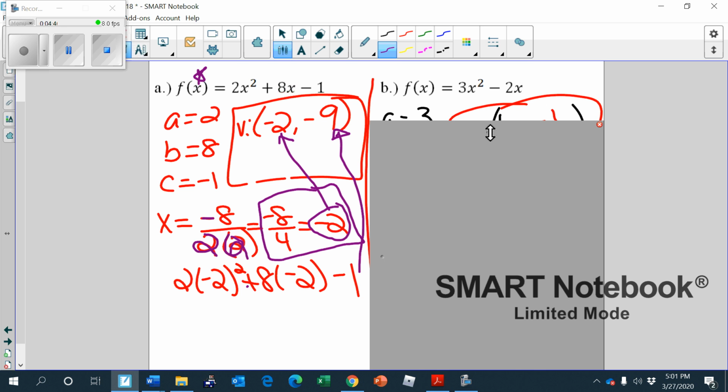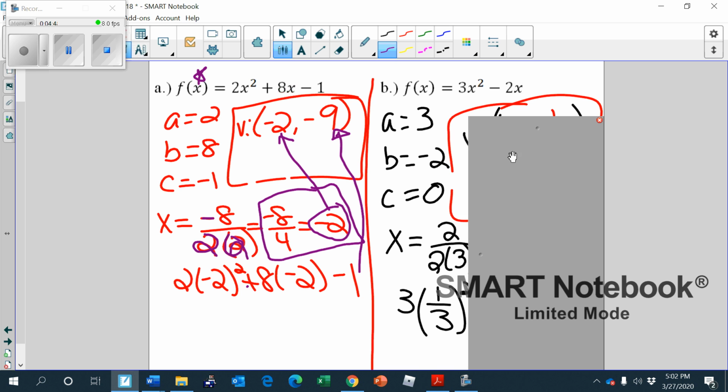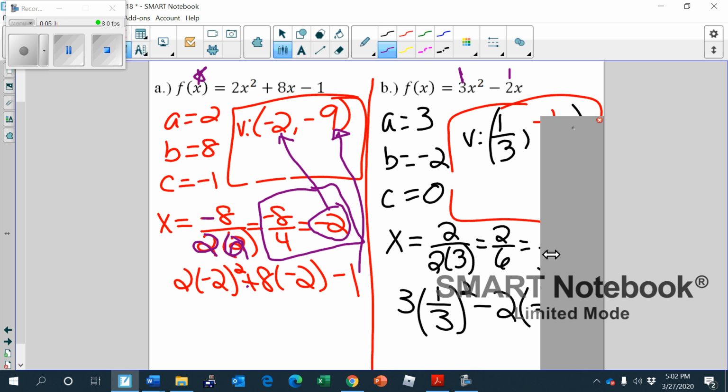Example B is a little bit crazy because there's some fractions, but all good. We got this, okay? So for example B, notice that there is no C, so we're going to label that 0. A is 3. This is our A. This is our b, which is -2. So we've got to be careful there when we do opposite b over 2a. So our opposite of b is +2, divided by 2 times a, which is 3. Okay, great. So it's 2 divided by 6, and we're going to keep it as 1/3.